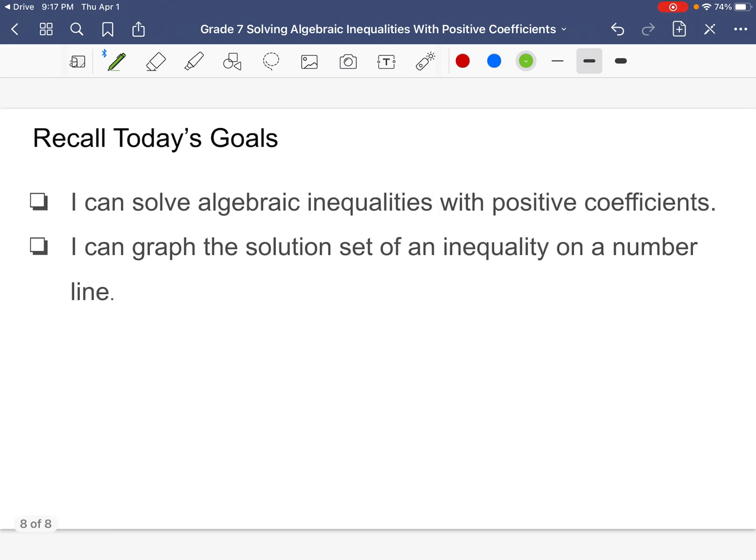So today you saw how to solve algebraic inequalities with all positive coefficients, and you saw how to graph the solution set of an inequality on a number line. And that's the end of today's lesson.